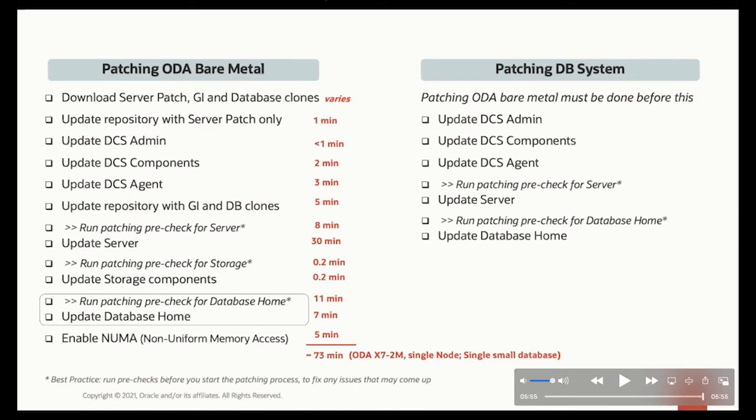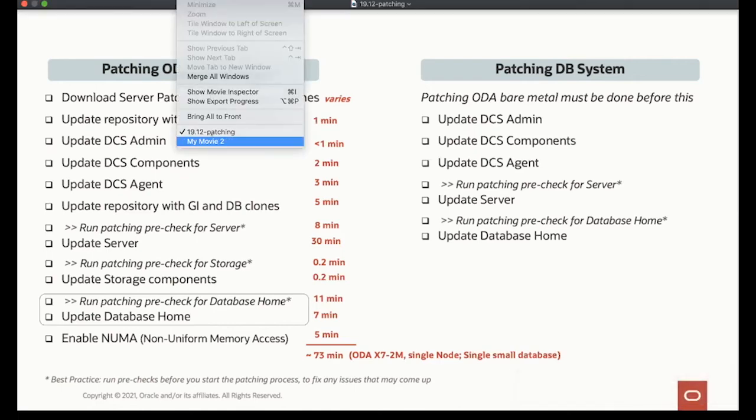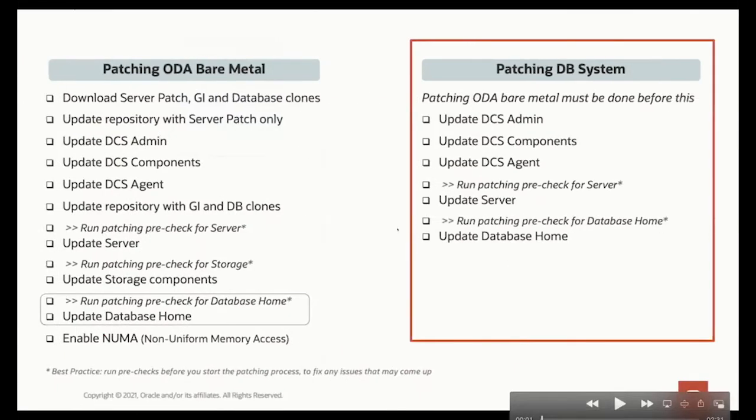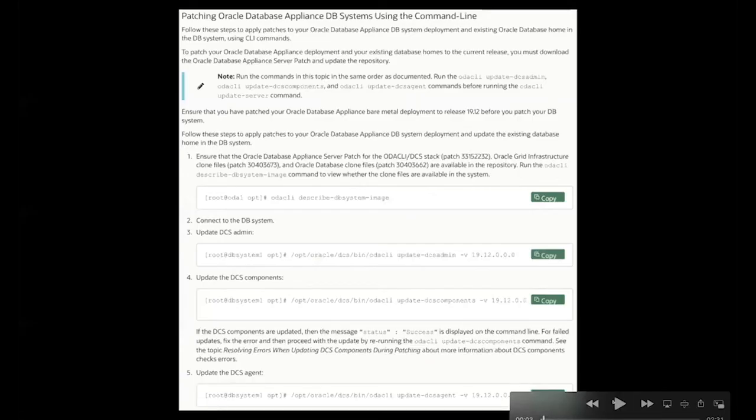Next, we're gonna show you patching the DB system, and this is much shorter. You can see there is a subset of the steps that are on the left-hand side. As Paul mentioned, you have to go through the left steps before you can do this, patching the bare metal. So let us show you that. Same thing, we just took a screenshot of the steps that you find in the user guide, patching the Oracle Database Appliance DB system using the CLI.